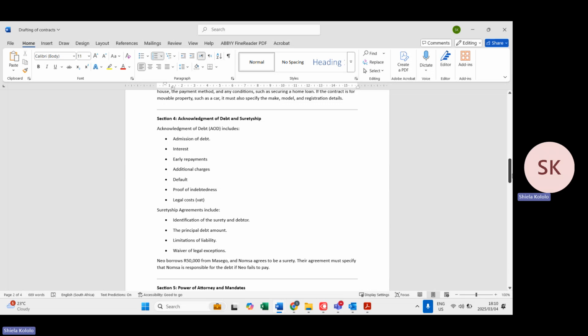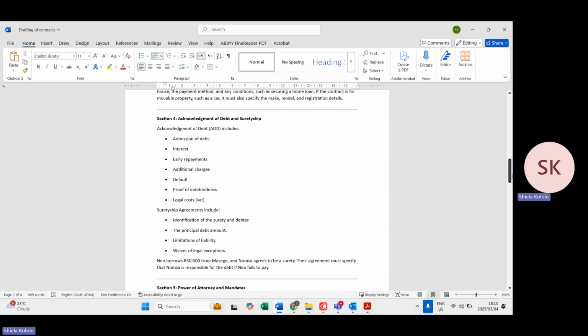You are saying I, the undersigned, no, actually, Masejo, you are saying I, no, it's actually NOMSA. But yeah, you get the gist of it. So the proof of indebtedness, because you already stated in your admission of debt that I, the undersigned, NOMSA, am indebted to and whatnot. That's proof that you are indebted. But also, if you've got another contract or another liquid document, that shall also serve as proof of indebtedness in terms of this contract.